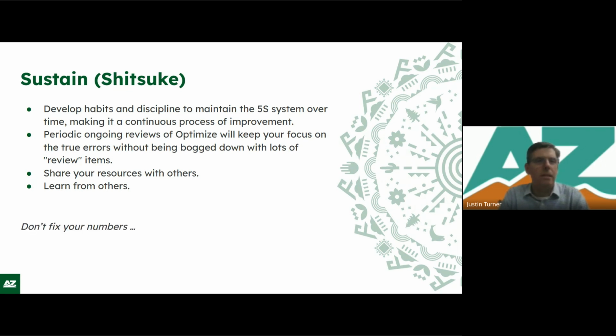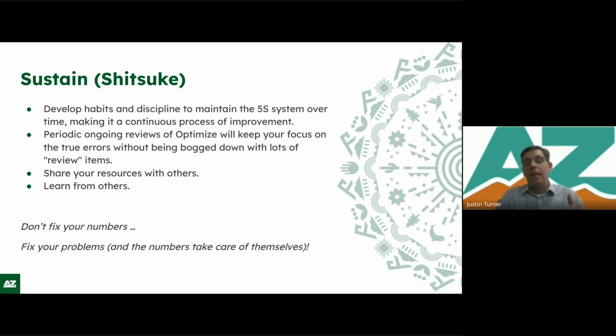And learn from others is the same. The whole point behind all of this is let's not get caught up in trying to chase the score, right? This isn't about fixing our numbers. It's about fixing our problems. If we put in place each of those 5S items and we approach it from that perspective, instead of simply, my agency's at 65%, I need to get it to 95%, if we focus on those problems, the numbers will take care of themselves. We'll see those numbers start to go up.